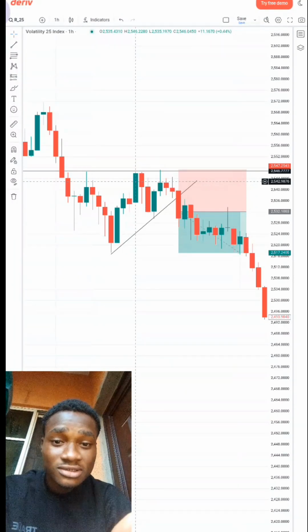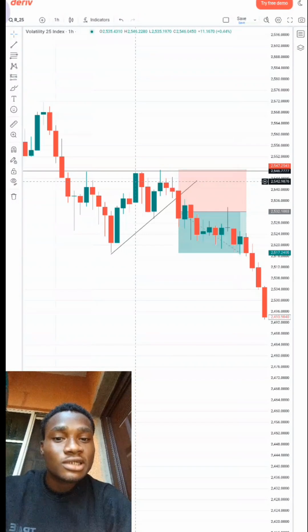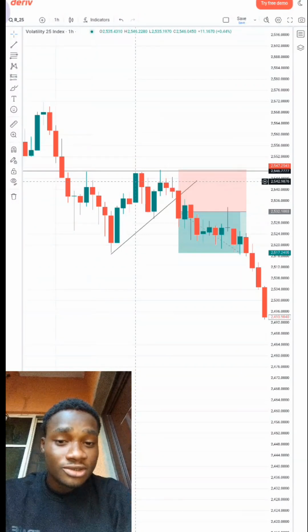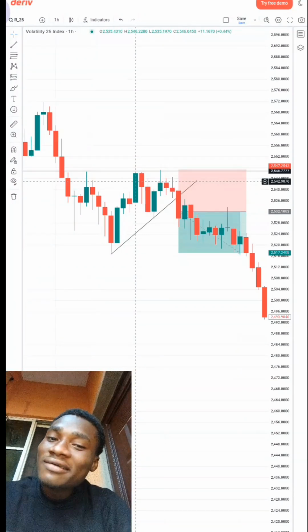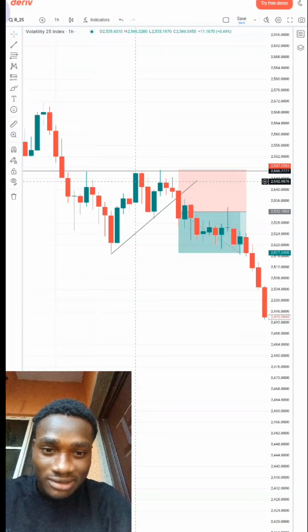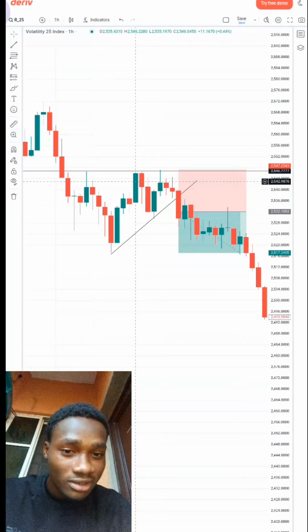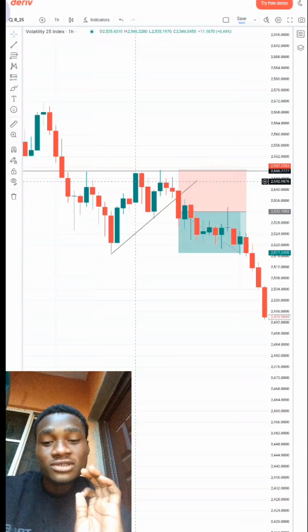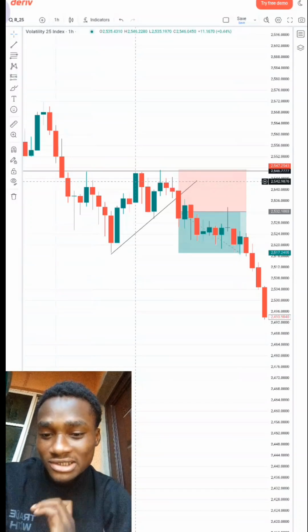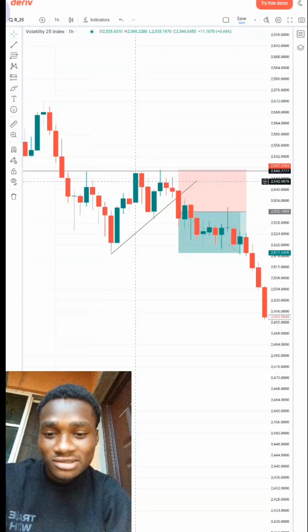Next thing you do is draw a trend line. And we enter immediately after price breaks that trend line. Once you enter the trade, just simply follow the market to grab the next liquidity. It's as simple as that.